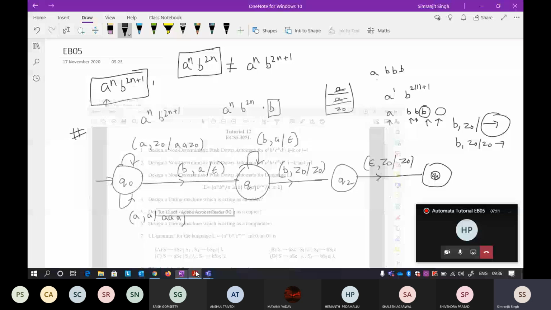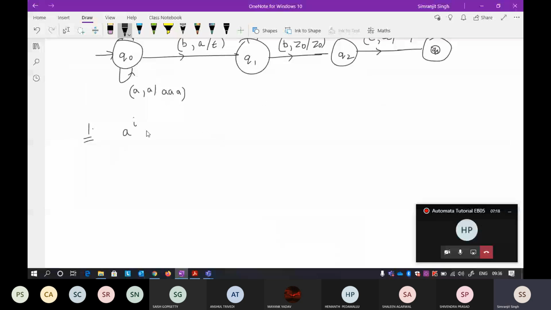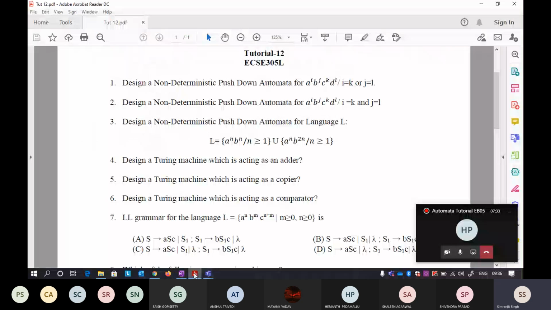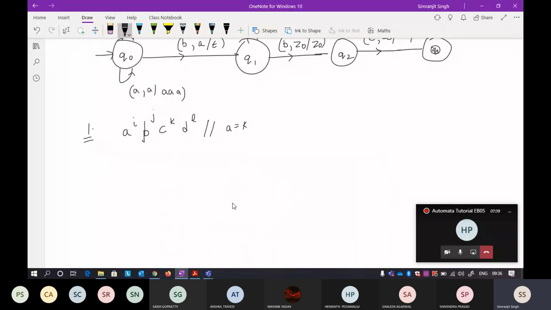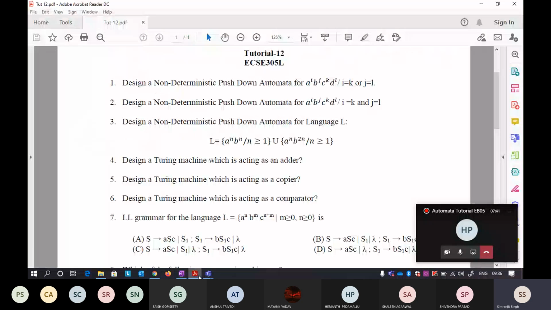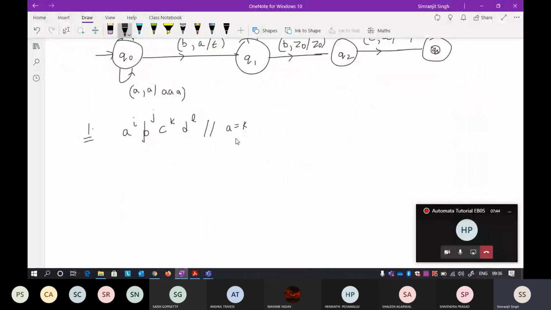So the language is a raised to power i, b raised to power j, c raised to power k, and d raised to power l. Okay, so let me look at the question. Yes, it is a raised to power i, b raised to power j, c raised to power k, d raised to power l, with i equal to k, or j equal to l. Okay, so already we have done it.